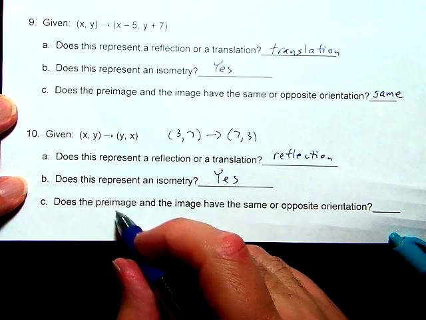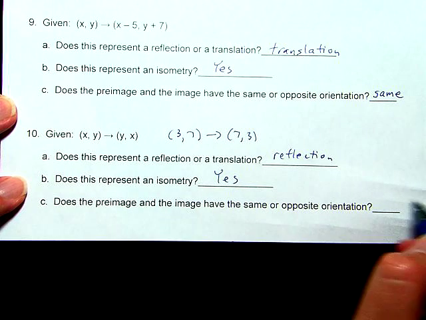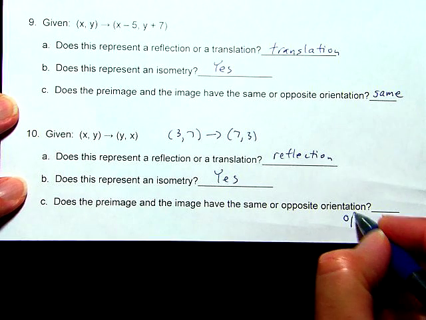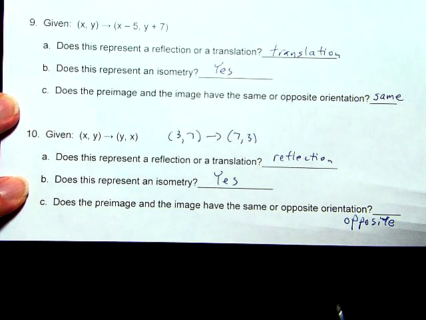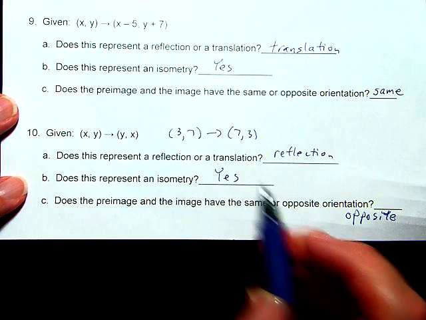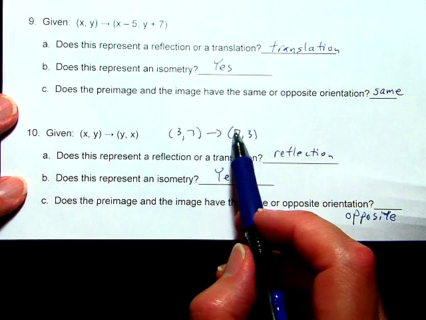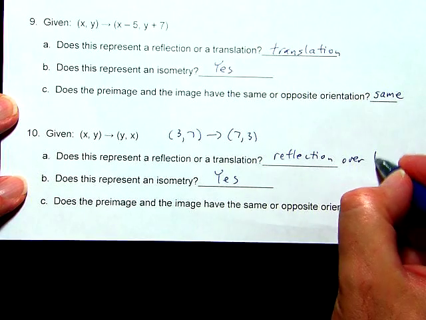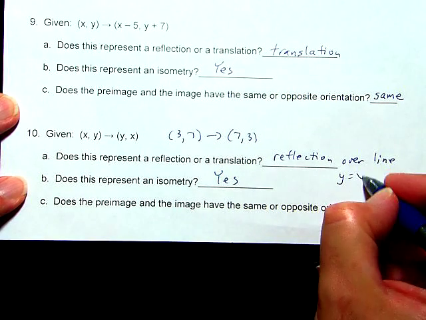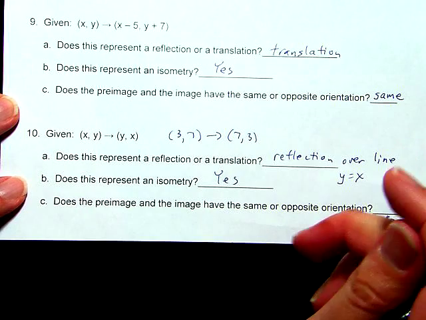And does the pre-image and the image have the same or opposite orientation? Opposite. Okay, because reflections always give you an opposite orientation. So then, what is this a reflection over? I hope you remember that this is a reflection actually over the line y = x. Okay, we did that before.